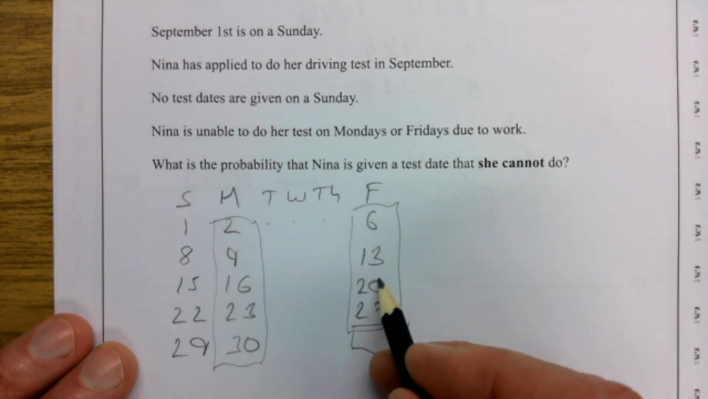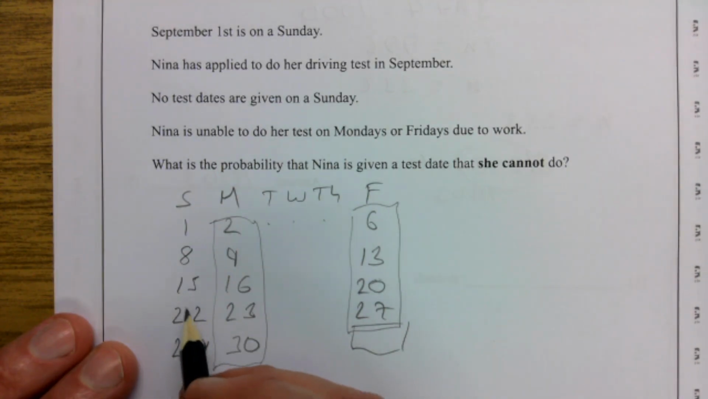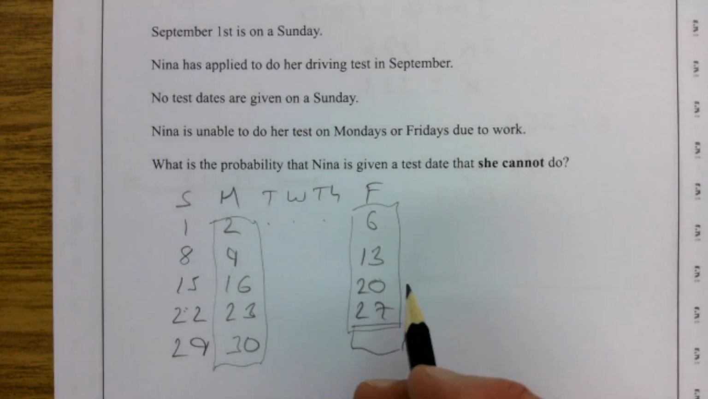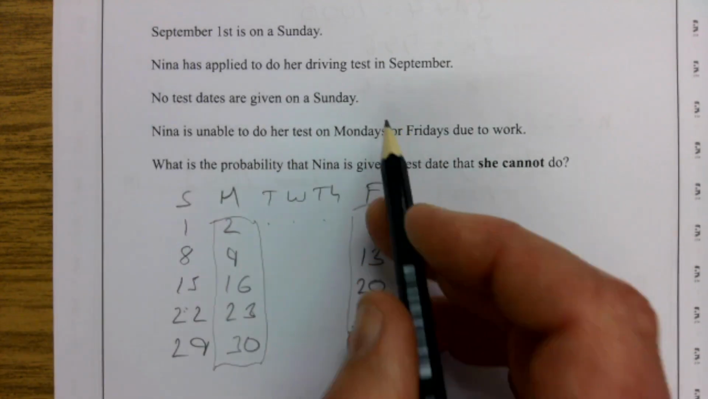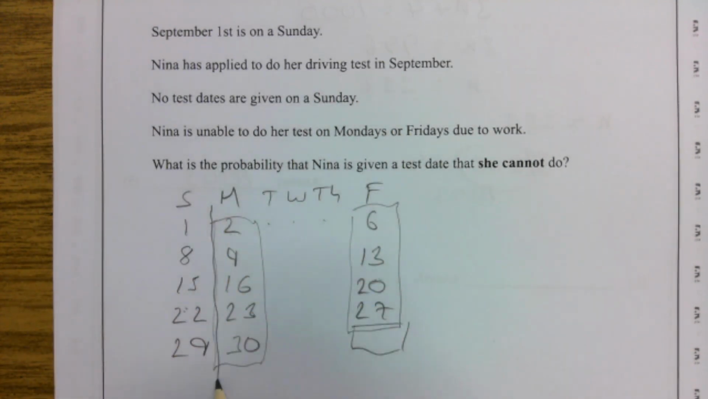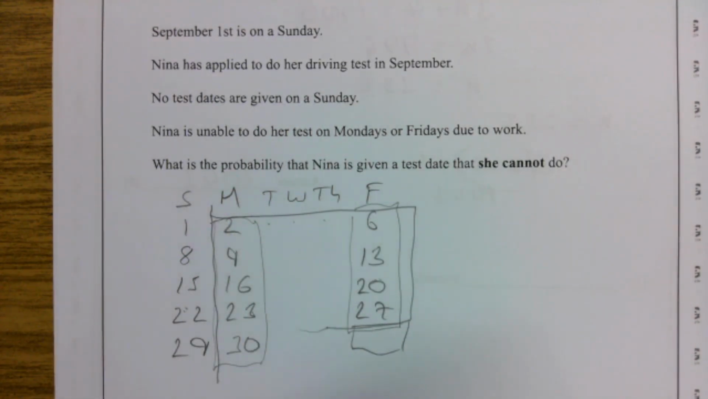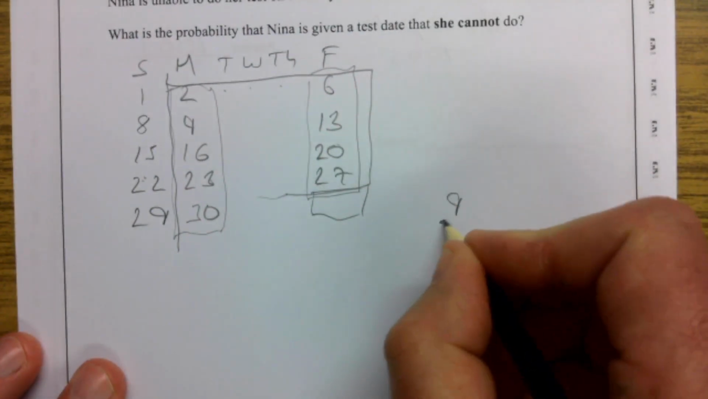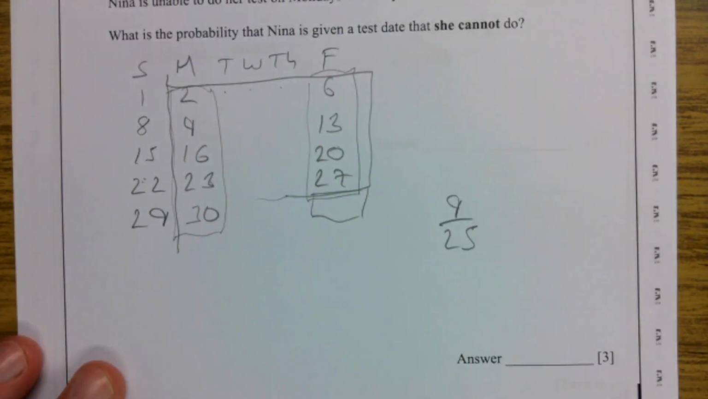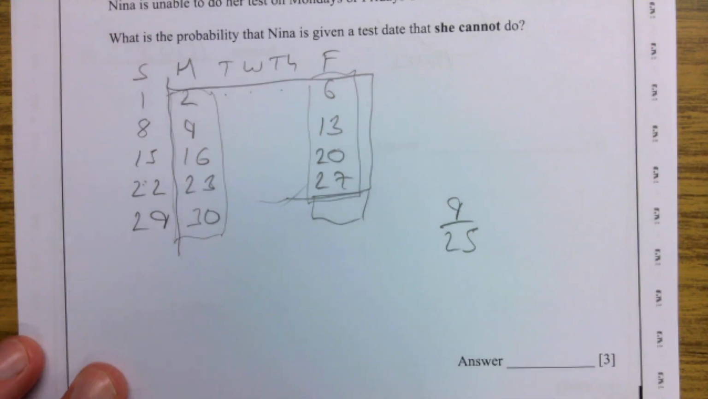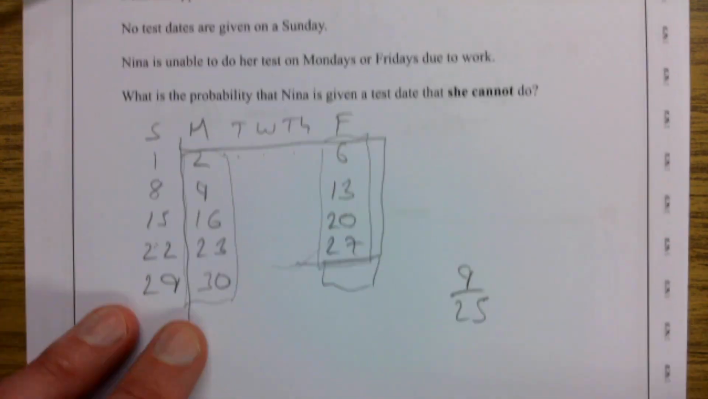Sorry, we have 5 of those, and 4 of those, and 5 of those. So that's going to be 10. So it's going to be 14 of the days she cannot do. So no test dates are given on the Sunday. So we're down then to 25. So it's the 25 days here, and it's 9 out of 25 is our answer there, because they're not given test dates on the Sunday. So 9 of those out of the 25 left, because I'm taking the 5 off the 30 days in September. So 9 over 25 is our answer.